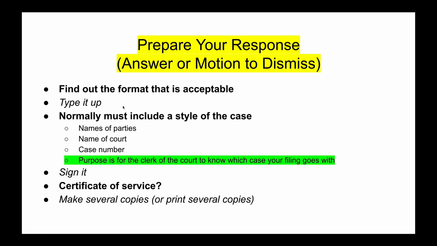We have to tell the clerk, here's the name of the parties, here's the name of the court, here's the case number, so they get it in the right file. And then typically you would sign this. And again, you have to know for your state, do you put a certificate of service? That's a general sort of description of something that says, hey, I promise on this day that I have mailed a copy of this document with postage prepaid to the correct address to the following people. And then you sign that.